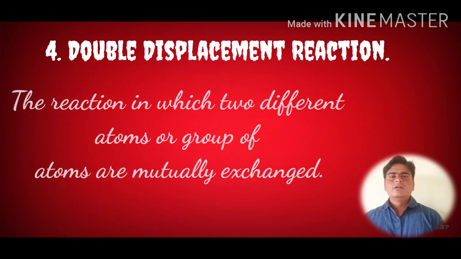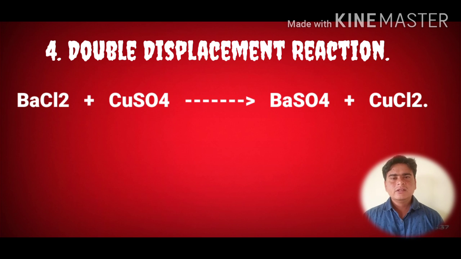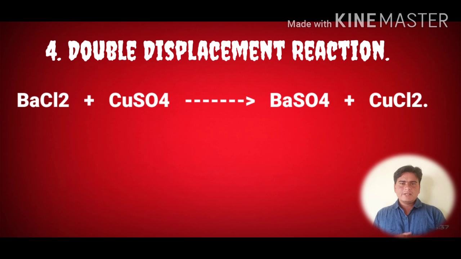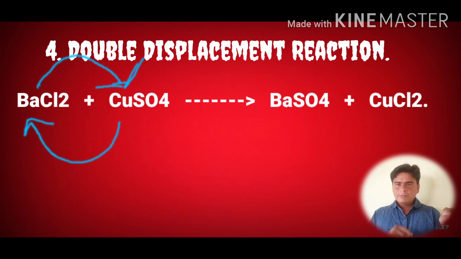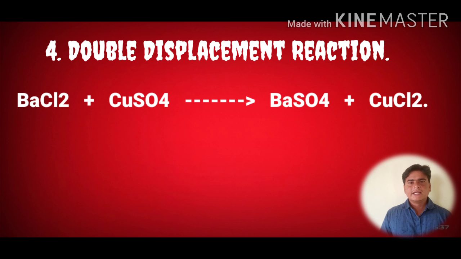For example, we take barium chloride and another reactant is copper sulfate. When barium chloride reacts with copper sulfate, it gives barium sulfate and copper chloride. That means copper is taking the place of barium and barium is taking the place of copper. So copper chloride is formed and barium sulfate we are getting.